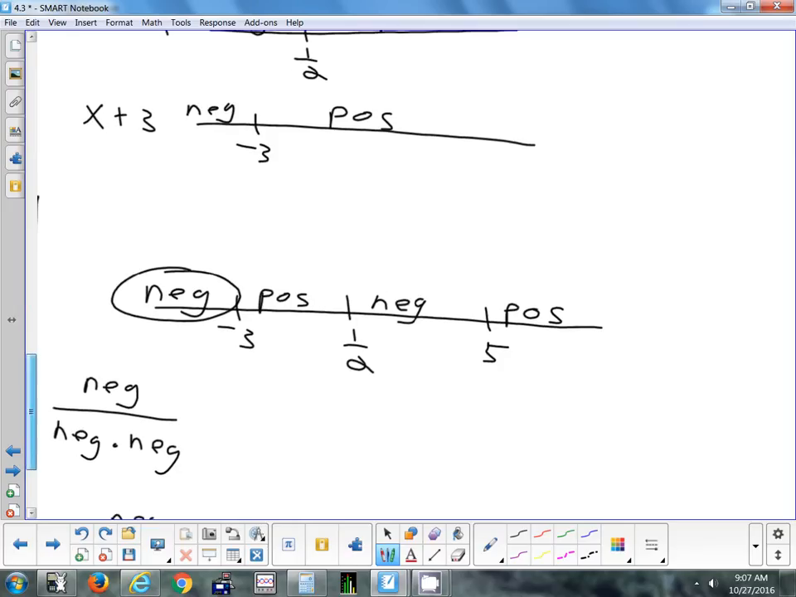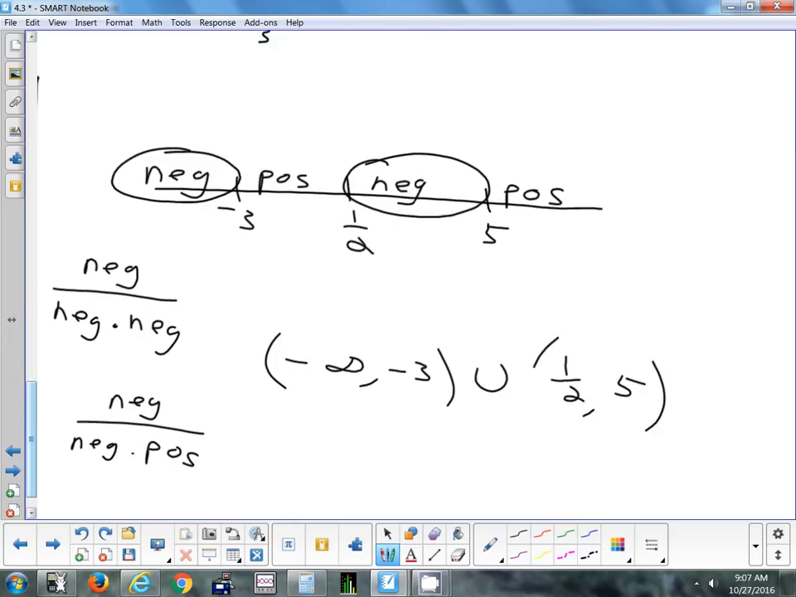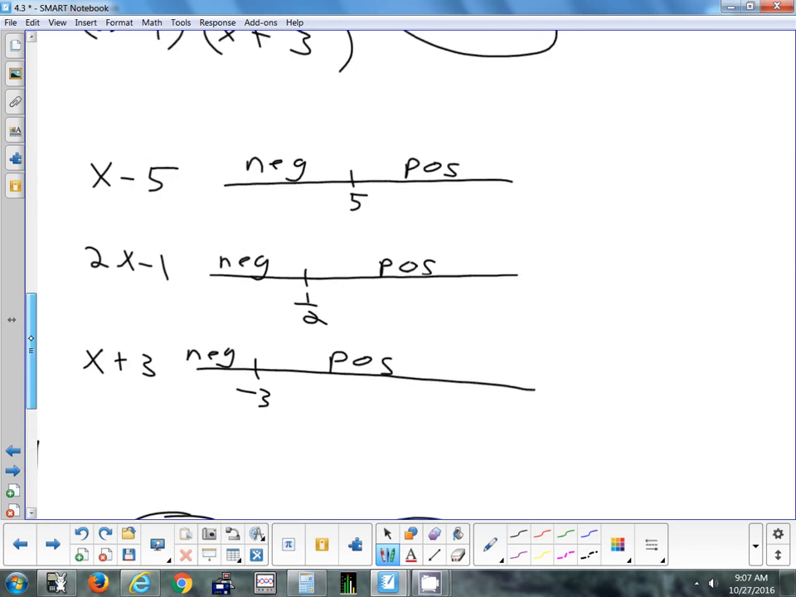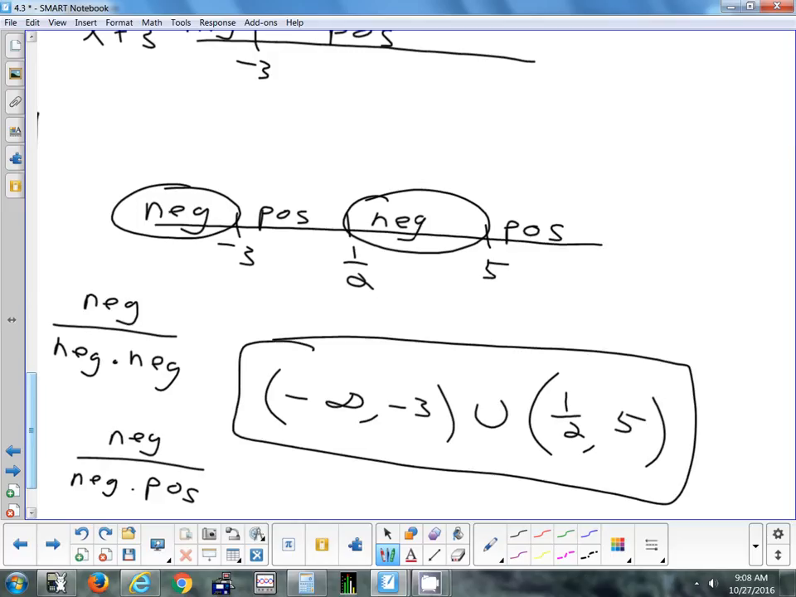Yep, in fact, let me write it exactly the way Trevor just said it. Negative infinity to negative 3. Or where else? 1/2 to 5. If it could equal 0, it wasn't strictly less than, I would have used a bracket on the negative 3 and a bracket on the 1/2 and a bracket on the 5. Always parenthesis on infinity. Or negative infinity. Okay. Any questions on that?